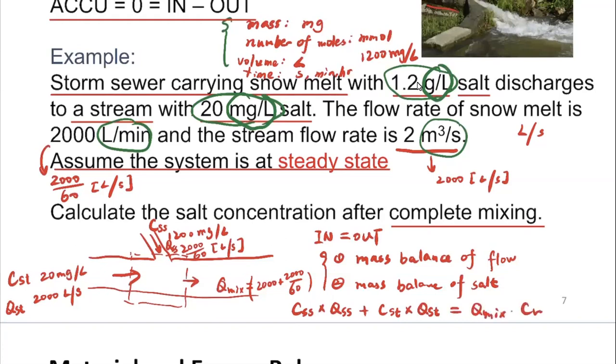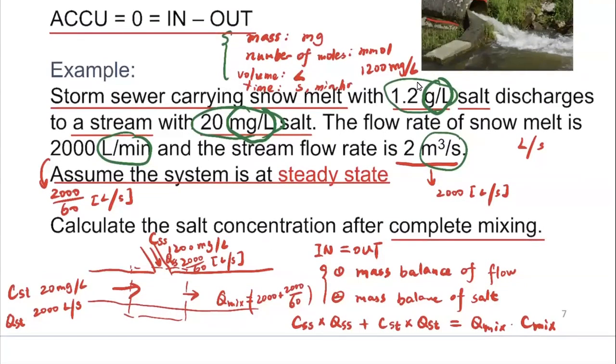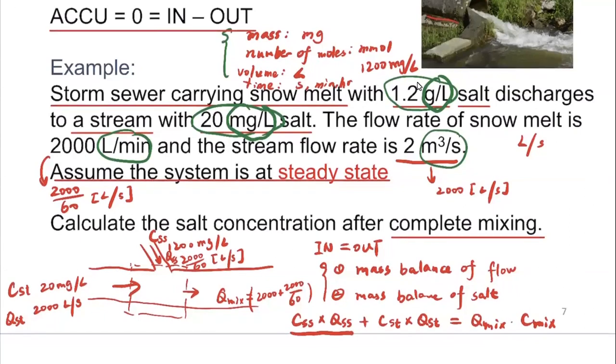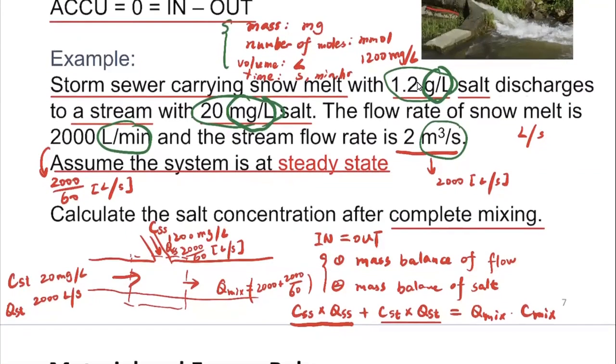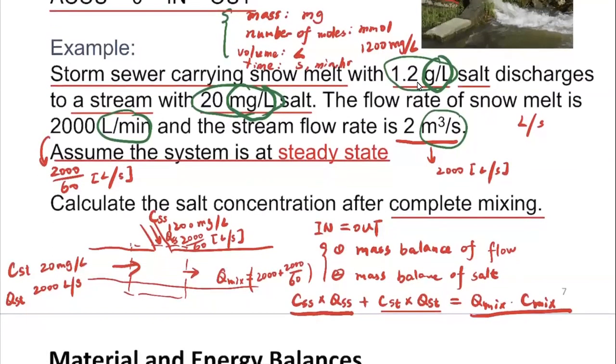multiplied by C mix. Okay, so basically the inflow of all the salt should be equal to the outflow of the salt, right? So we have two inflows. One is coming from the storm sewer water, right, or the storm discharge. The other is the stream itself. That's upstream of this mixing point, right? So after mixing, we have this mass balance. We have this amount of the salt coming out, okay?